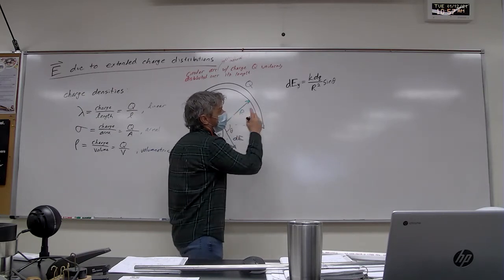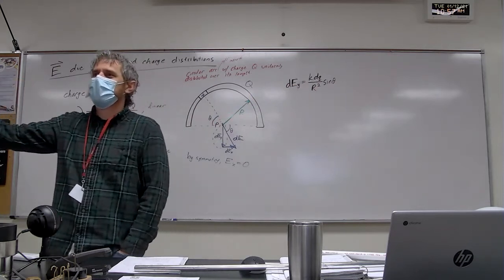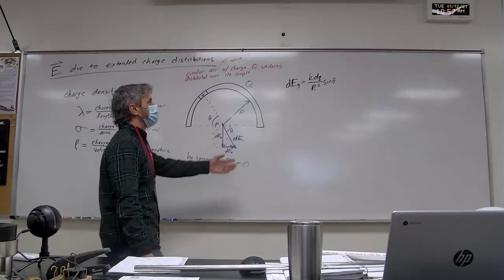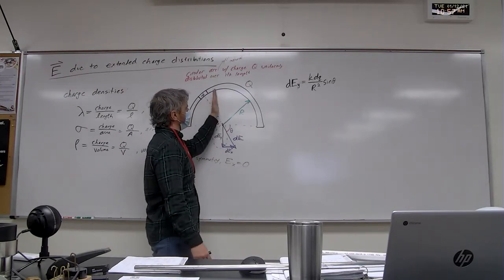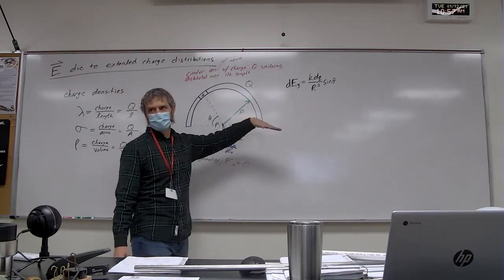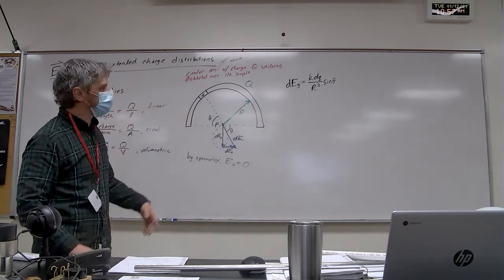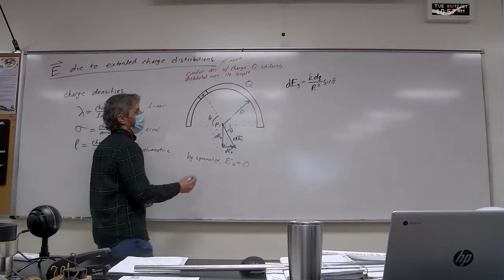Now, we couldn't integrate dm because dm wasn't the thing that varies. When we integrate, we have to integrate over the thing that varies. What's the thing that varies as we add up all the electric fields due to all these charges? Theta varies. So what I have to do is express dq in terms of theta. How can I do that?